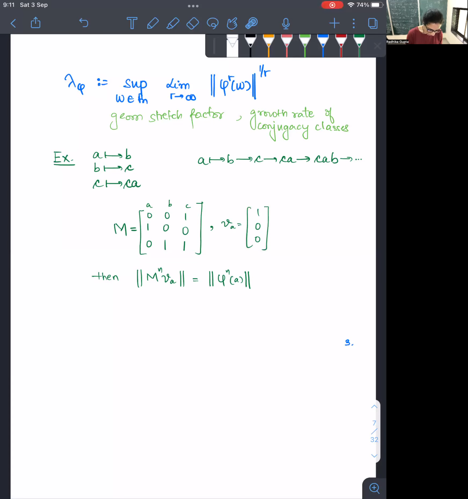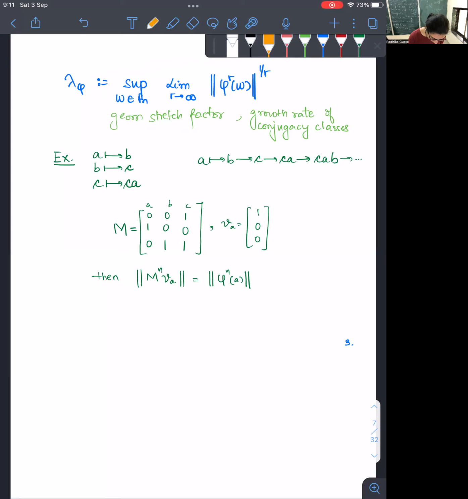So now if I look at M to the n applied to this vector v_A, and this norm here is where I just add up all the entries of the row, then I'm actually getting the word length of my resulting nth iterate of A. So linear algebra can be used to compute this growth rate. And in fact, in this example, this growth rate would be the spectral radius of this matrix.